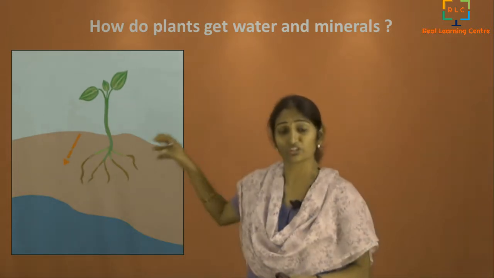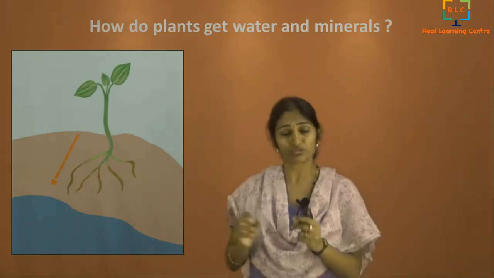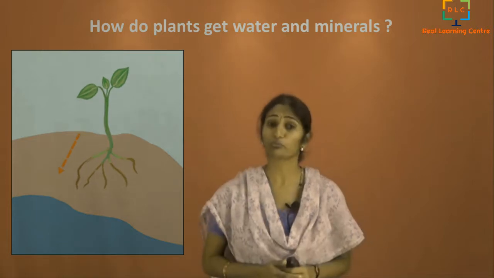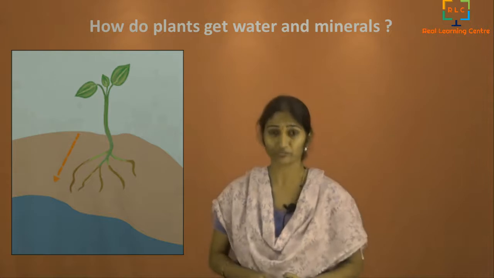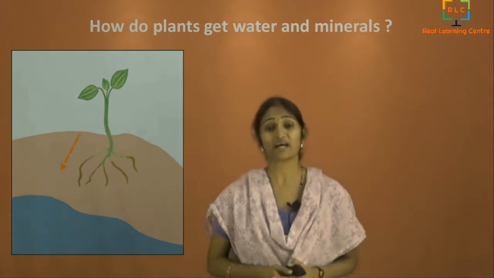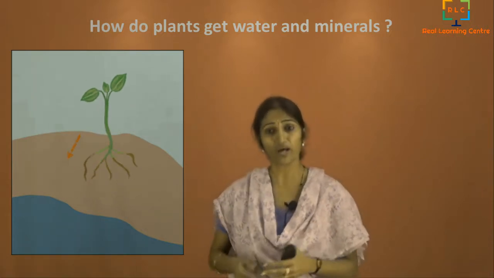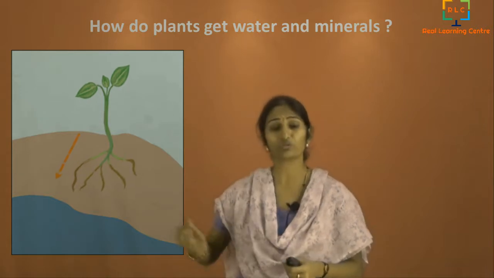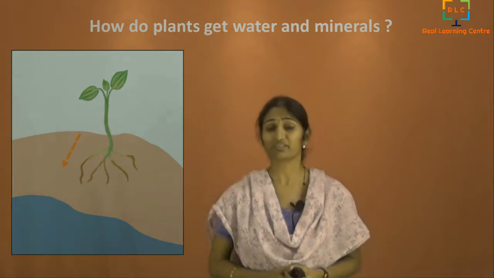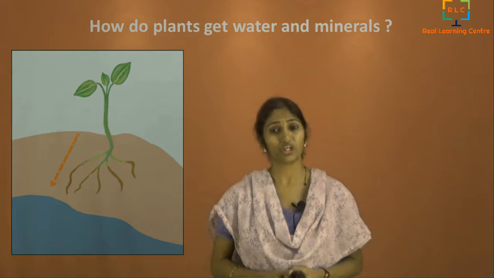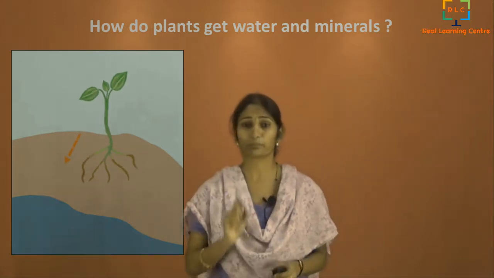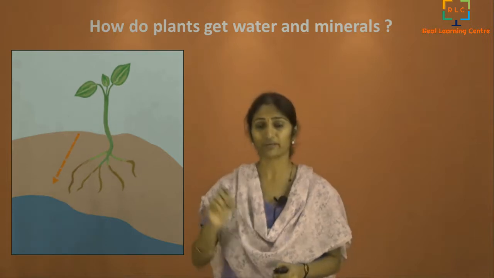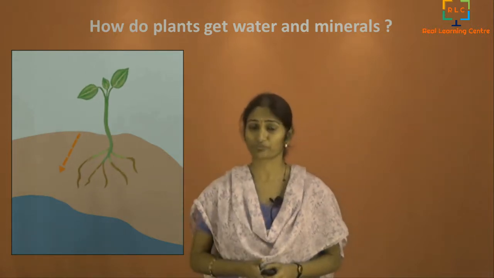So this root system shows a very different type of movement. One which is moving towards the water, which we call hydrotropism, and one which is going into the soil, which we call positive geotropism. So roots are the ones which give the plant the water and the minerals it needs.